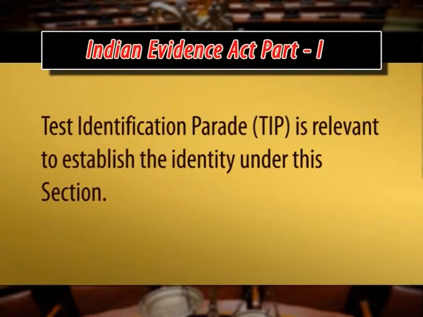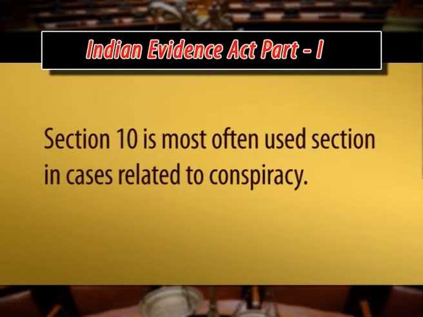When A is accused of theft, the fact that he was seen giving the stolen property to B, who is seen to give it to A's wife. B says as he delivers it, A says that you are to hide this. B's statement is relevant as explanatory of the fact, which is a part of the transaction. The fact that some witnesses identified the accused during the test identification parade, TIP, is relevant to establish the identity under this section. Section 10 is the most often used section in cases relating to conspiracy.